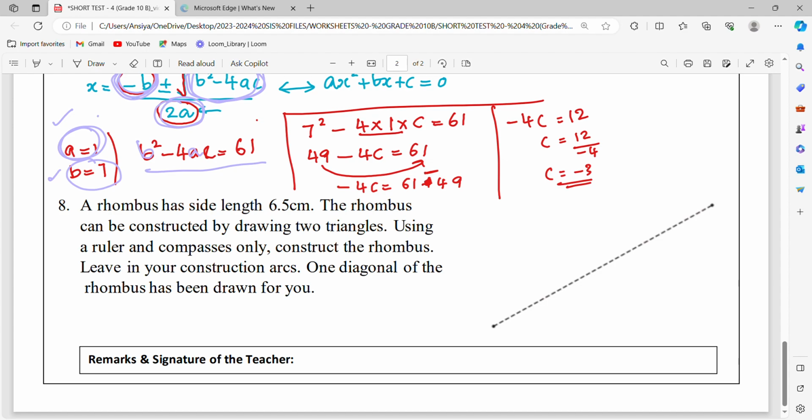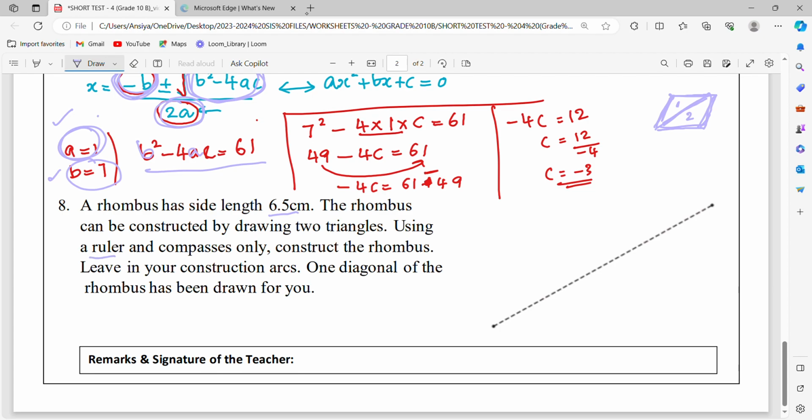Now last question number 8. A rhombus. Hope you all know what is rhombus. Rhombus is like a square but slanted. Same square but slanted. All sides are equal. A rhombus has side length 6.5 centimeter. The rhombus can be constructed by drawing two triangles. Correct. See, this is a triangle and this is a triangle.